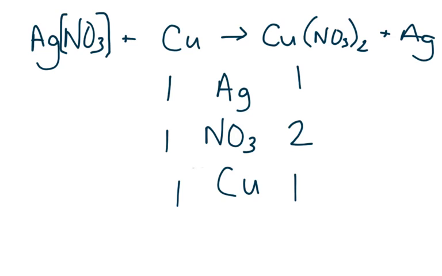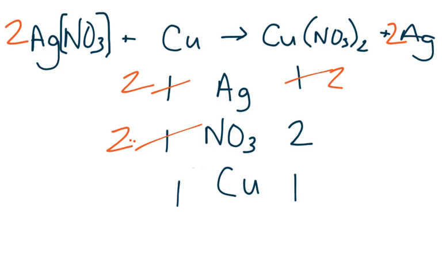Now, for some people, this is really difficult to do. If that's you, don't do it. But if it works for you, everything is the same. I need more nitrates on this side, so I'm going to add a 2. Now I have 2 NO3s, and I have 2 silvers. Add a 2 there. Everybody's happy. So however you do the ones with polyatomics is up to you.